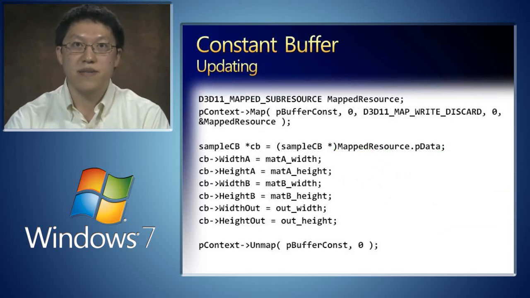Finally, I must update the constant buffer with data. Here I decided to fill the buffer directly. So first I lock the buffer with a map call, which returns a structure that contains a pointer to the buffer array. Then I manipulate this pointer as if it was standard C code. So you can see here I cast it to the structure, and then I assign the values.